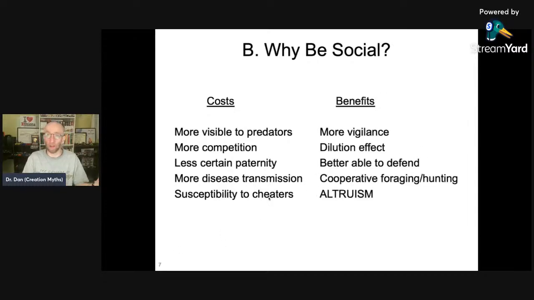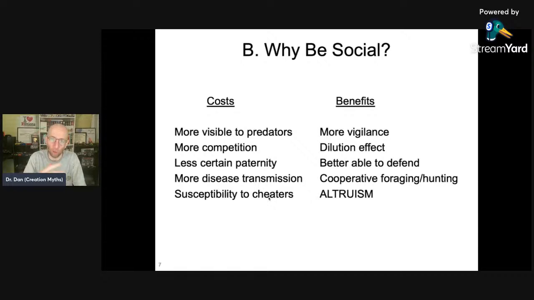So let's look at those benefits, right? If you live in a larger group, you have greater vigilance against predators. You have just more eyes, you see more predators coming. Related to that, you also have what's called the dilution effect. Think about a herd of gazelle running from lions or cheetahs. You don't have to be the fastest gazelle. The effect is just the fact that you don't have to be the slowest, right? As long as you're not the slowest, you're good.